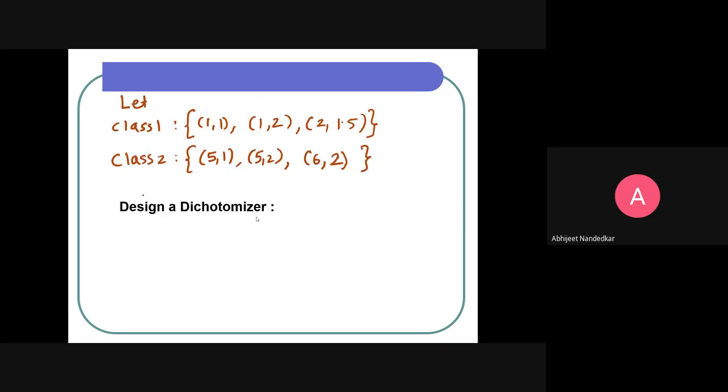So let us take one simple example and try to design a dichotomizer. Your problem is to design a dichotomizer from given data. So data is like this. We have class 1 samples. You are provided 3 samples here. For class 2, you are provided again 3 samples. This is not restricted only to 3 samples. You can take as many samples as you want. But for the sake of simplicity, I am taking only 3 samples. And the question is, design a dichotomizer.